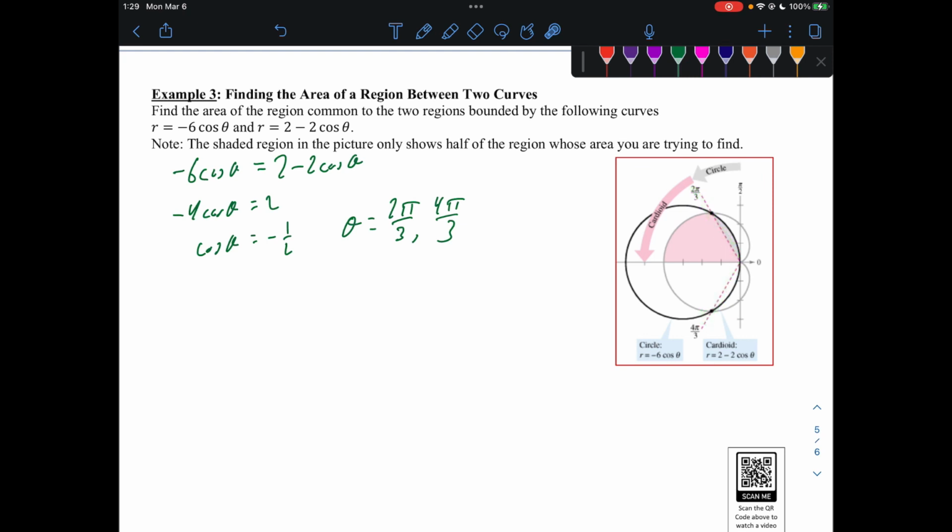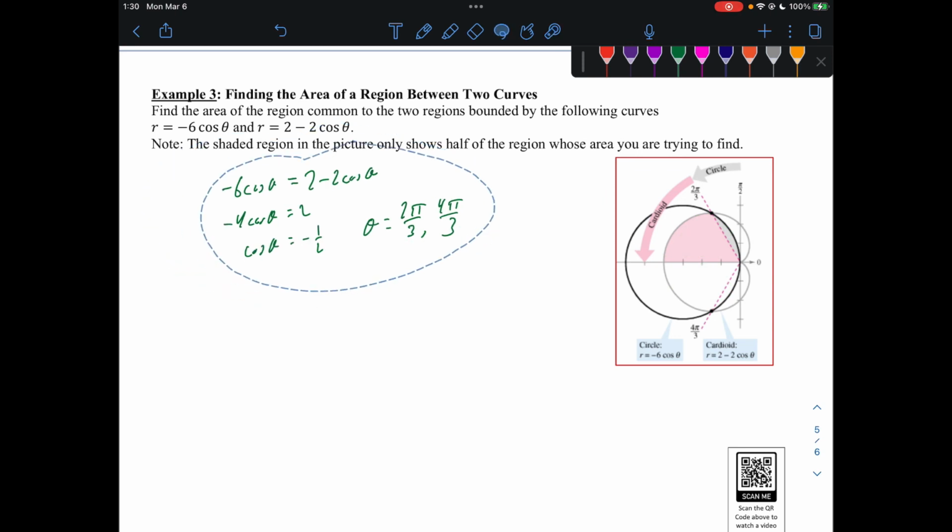Okay, we're trying to get the region common to both of those two regions here. So this little gray area, we'll call that A1. This little pink area here, we'll call that A2. And we're going to set up two separate integrals. We're going to add those together, and we're going to find just this area first, and then we'll double it to get the full area. So that's the thought process we're going to go through here.